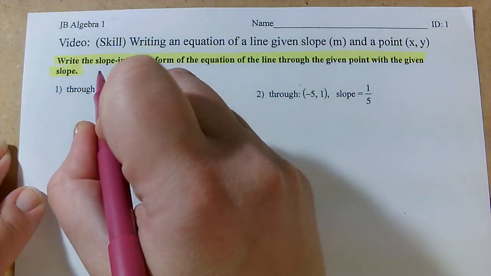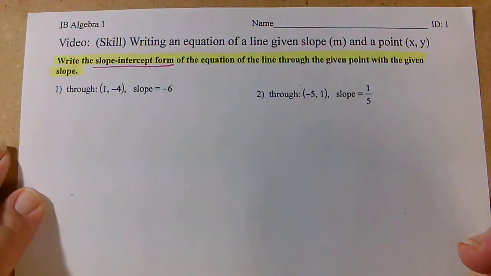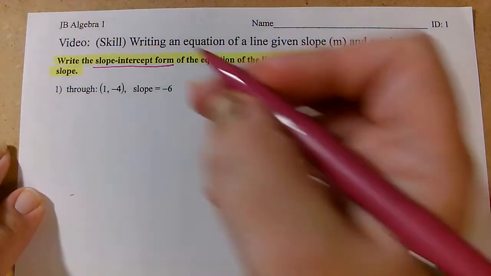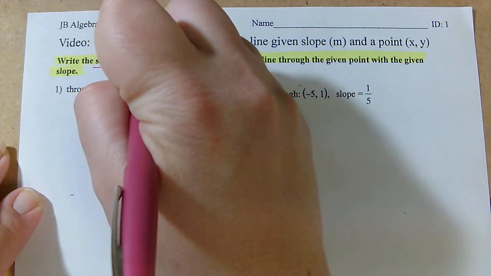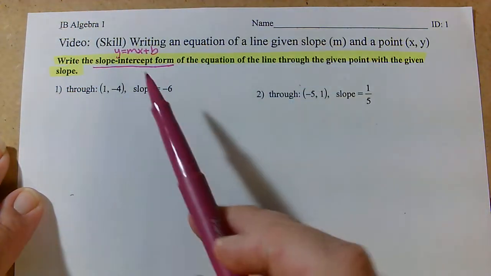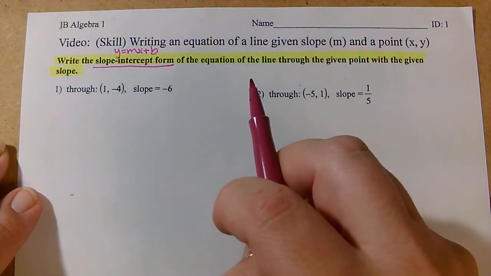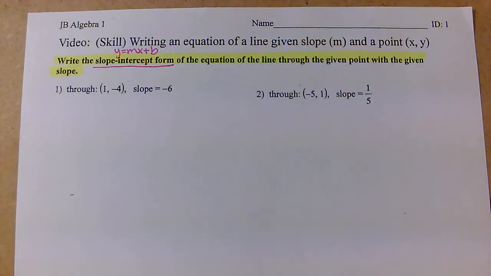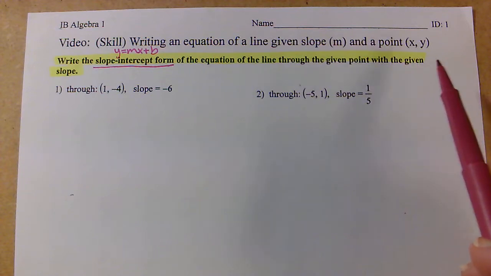So first it says, write the slope-intercept form. That is just a fancy term, or the vocabulary term, for y equals mx plus b. So that means every answer that I have is going to be in this form, y equals mx plus b. When I go to read the second part here, it says we're going to write the equation of the line through the given point with the given slope.